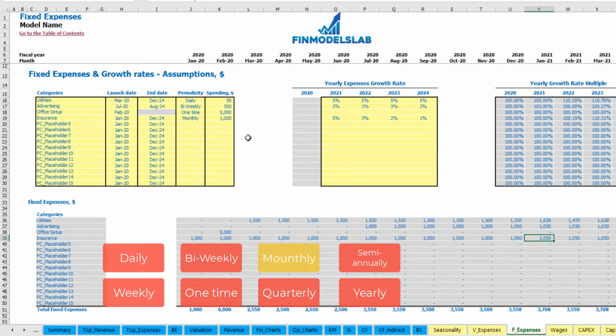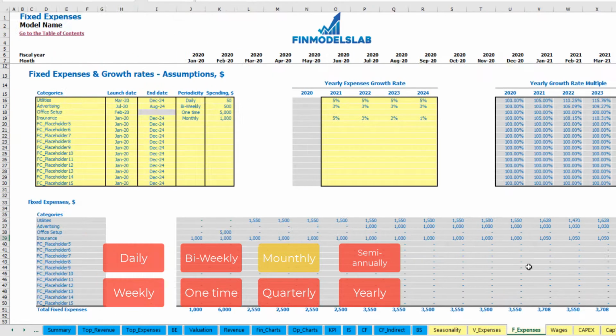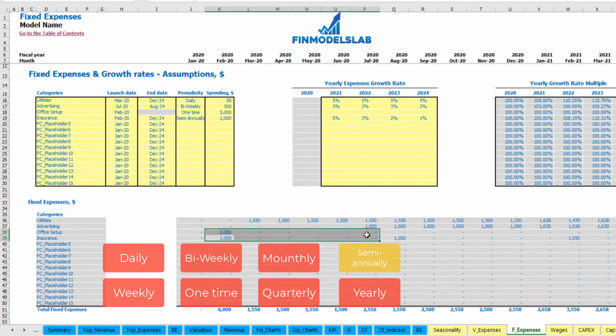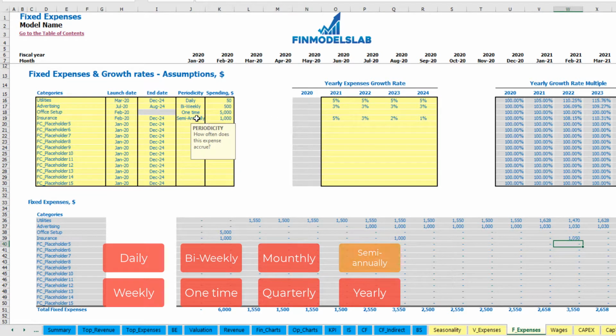Starting from January 21, it will grow by 5%, which is $50. And starting from January 22, it will grow by 3%, which is additionally $32. Another option, quarterly. You may see that insurance will be paid $1,000 each quarter. You can start it, for example, from February, and this will be shifted 1 month forward. Another option, semi-annually. In this case, you will have insurance payments once per half a year, again with a percentage of growth.